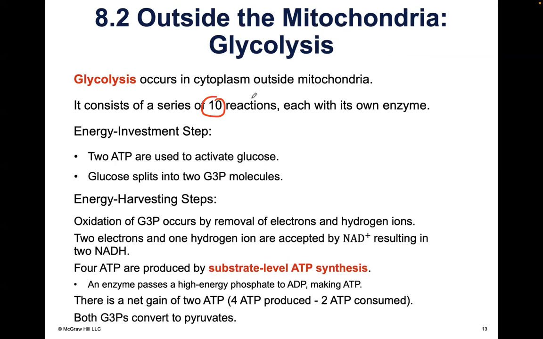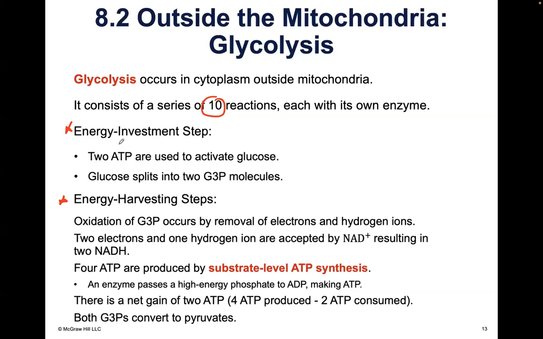Now we want to divide the stages of glycolysis into two. How do we do this? The first thing is we have 2 ATP. We have what we call the energy investment step, and we also have what we call the energy harvesting step. I will talk about them one after the other, and we're going to have another future slide which is going to be more detailed about it.